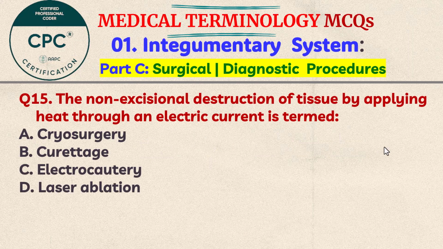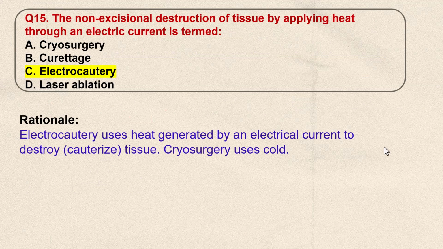Question number 15. The non-excisional destruction of tissue by applying heat through an electric current is termed A. Cryosurgery, B. Curettage, C. Electrocautery, D. Laser ablation. Think the answer. The correct answer is C. Electrocautery. Electrocautery uses heat generated by an electrical current to destroy, that is cauterize, tissue. In the other answer, cryosurgery uses cold.